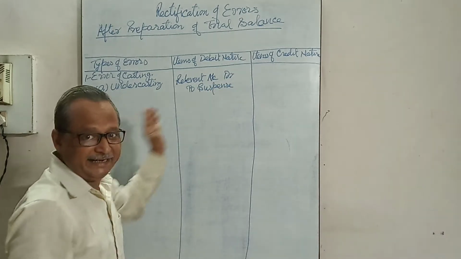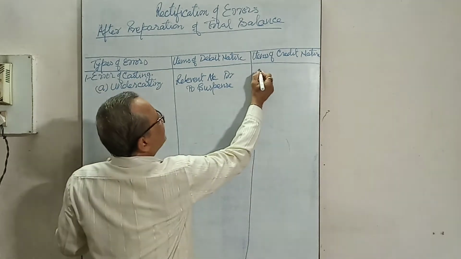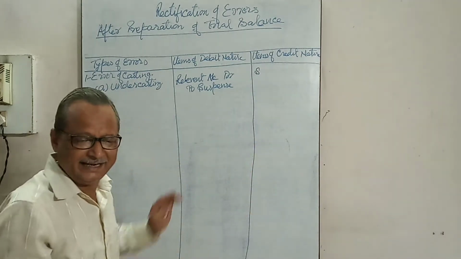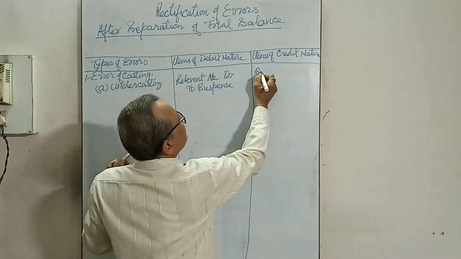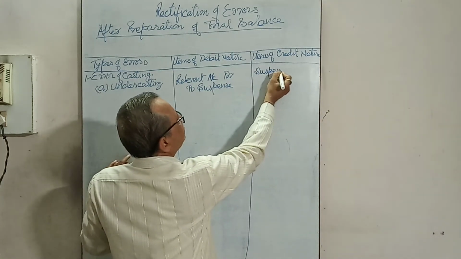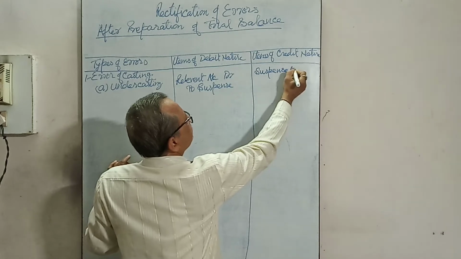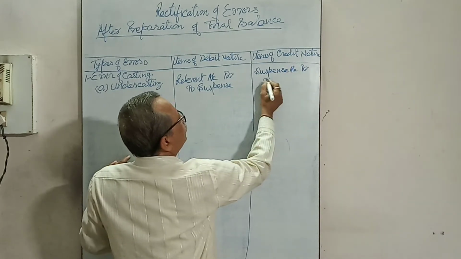If it is a credit item, then you have to increase the credit side, as undercasting is there. The credit item should be credited. Suspense account debit to relevant account.